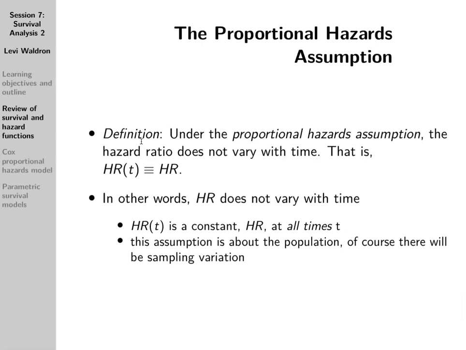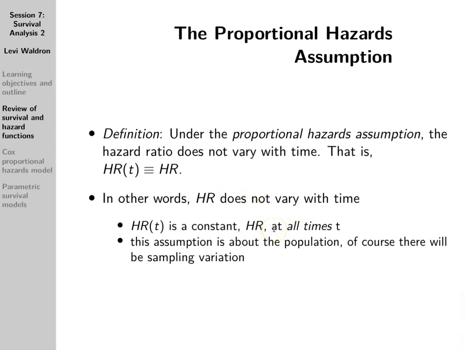Now, under the proportional hazards assumption, the definition is that this hazard ratio does not vary with time. So that hazard ratio as a function of time is just a constant hazard ratio. It does not vary with time. At all times, it is just this HR.